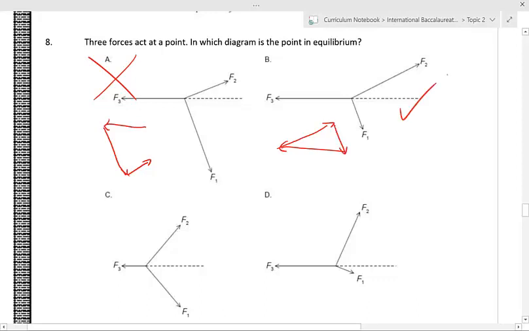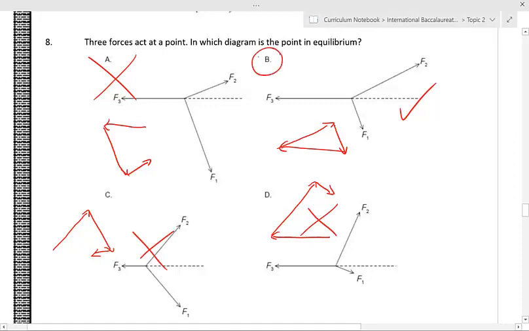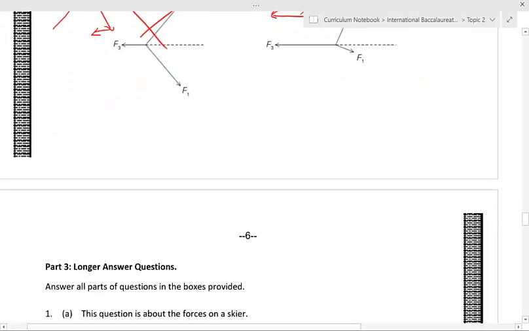Let's have a look at the other ones to check that they're not reasonable. So this one would look like this. So that's clearly not a closed triangle, so clearly not equilibrium. This one would look like this. So that's also not right. So it's definitely B. Okay, so equilibrium means the net force is 0, which means that when we add the three forces together, we must get a closed triangle so that the force that goes from the tail of the first to the head of the last will have no length, no magnitude.